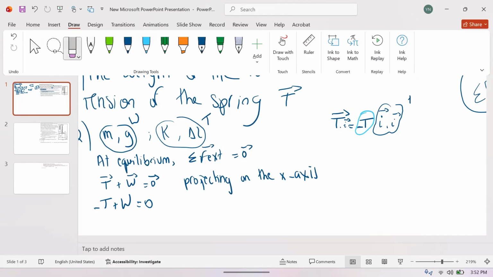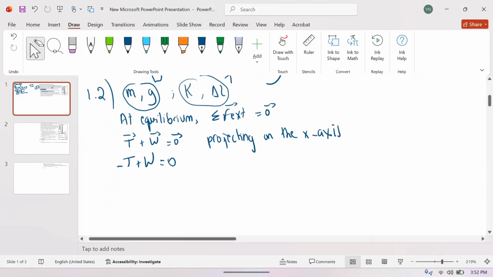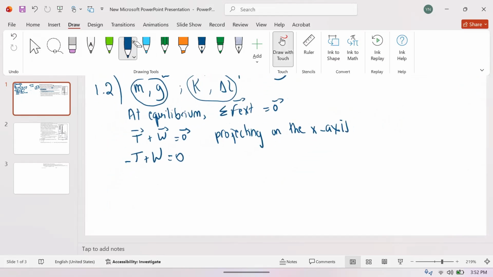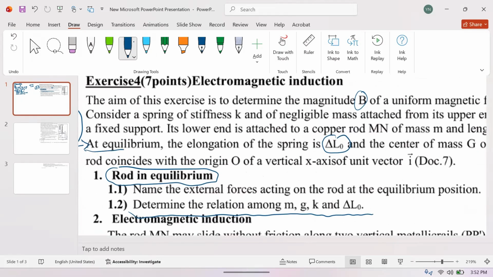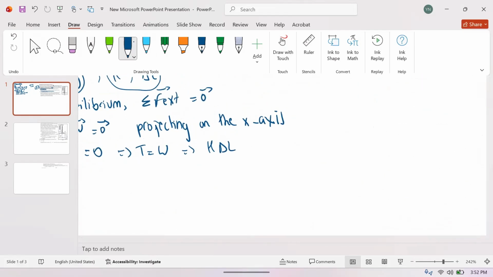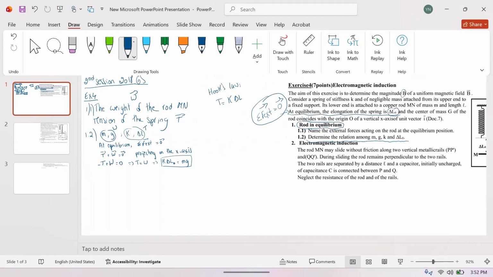Okay? So this is it. When we say projecting, it means find the dot product along the unit vector of the axis we're working on. Now, what do we get? T equals W. That means T, using Hooke's law, is k delta L. And since they mentioned specifically in the given that at equilibrium we should call the elongation delta L0, I have to respect that. Delta L0 equals mg. And this is a relation between these four quantities. It's a grade 9 level, but sometimes grade 12 students forget about that.